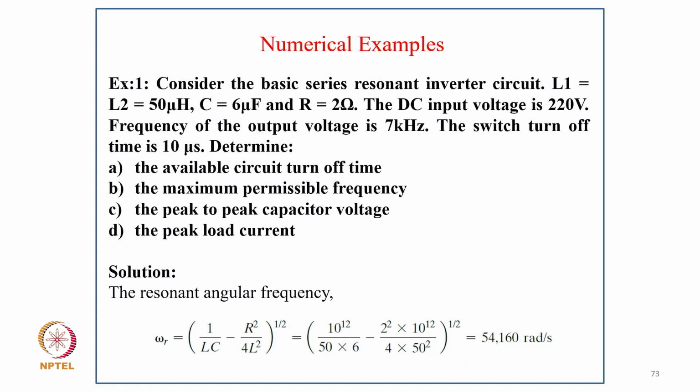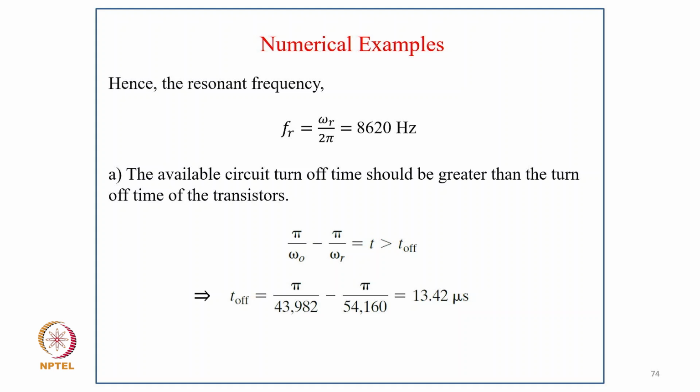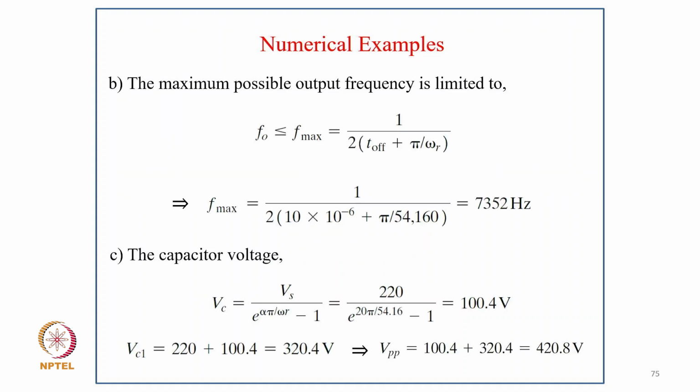So the resonant angular frequency omega R equal to square root of in bracket 1 upon LC minus R square upon 4L square, that comes to 54,160 radian per second, and hence the resonant frequency FR equal to omega R upon 2 pi, that becomes 8,620 hertz. The available circuit turn off time should be greater than the turn off time of the transistor, that is pi upon omega 0 minus pi upon omega R, that is Tc must be greater than Toff, so Tc equal to pi upon 43,982 minus pi upon 54,160, that becomes 13.42 microsecond.